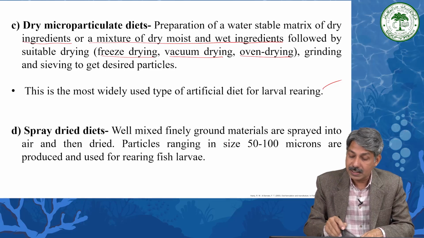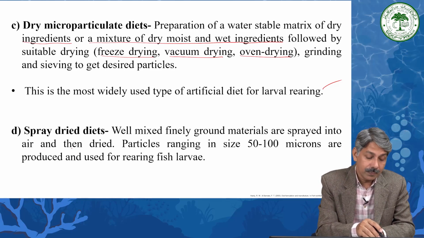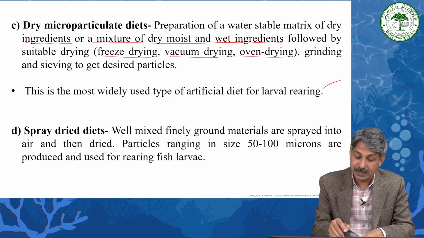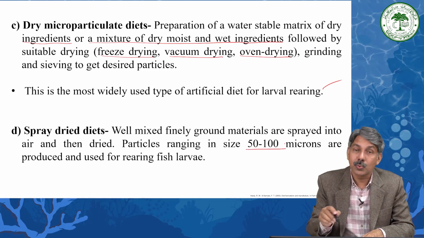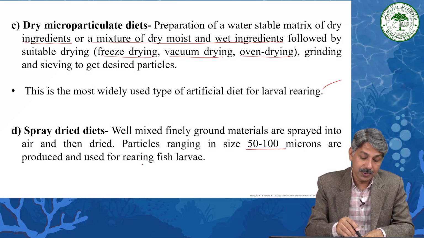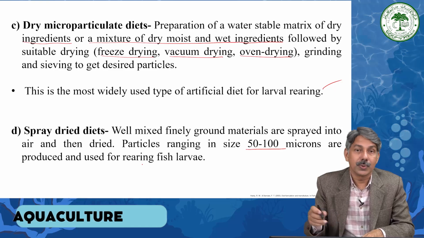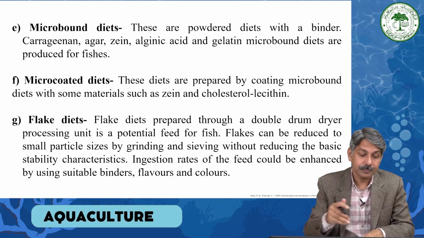Spray dried diets: well mixed, finely ground materials are sprayed into air and then dried. Particles ranging in size from 50 to 100 microns are produced and they can be offered to the fish larvae.